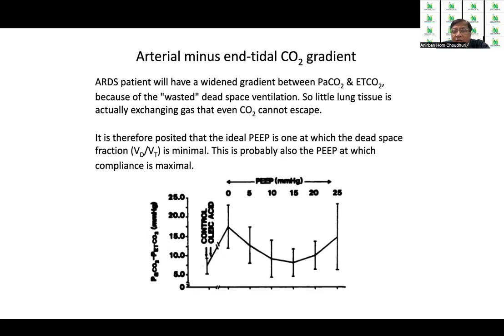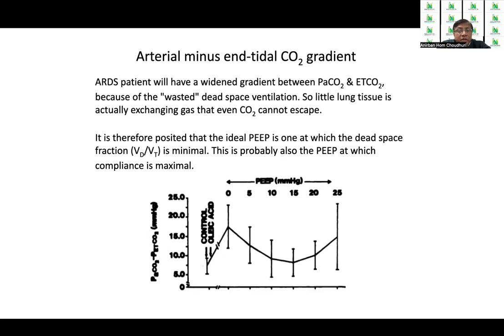In this connection, I want to add one thing, that in these patients also the work of breathing is typically very high. And because the work of breathing is high, the energy expenditure is high. And if the energy expenditure is high, you know that the amount of lactate production and CO2 production is also high. So this is also one of the reasons, because of increased production of CO2 and the limited escape route of this CO2, that this arterial minus end tidal CO2 gradient gradually builds up.